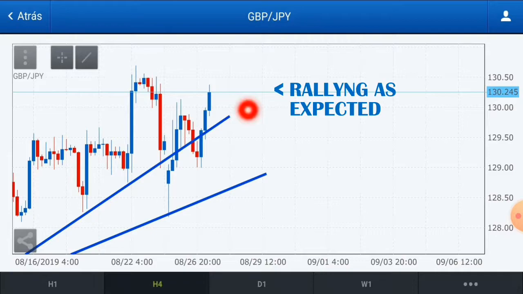So as you can see, in terms of the current situation, the market has continued to rally as predicted. And so what we would need right now is for the market to U-turn at this area here and then provide us with a double top signal.